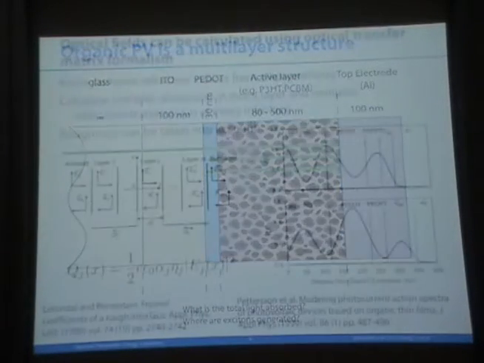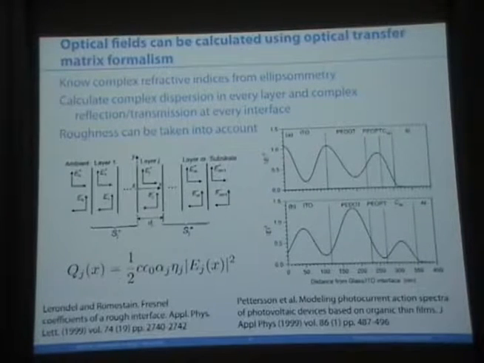Now, there's a wonderful model out there. It's called the optical transfer matrix method. What you really do there is just keep track of every interface in your device and think about what the reflectance is there, what the optical interaction in the layer is, and then you can write this all out and get the light intensity. So here that's the electric field component of the light squared as a function of the position in the device.